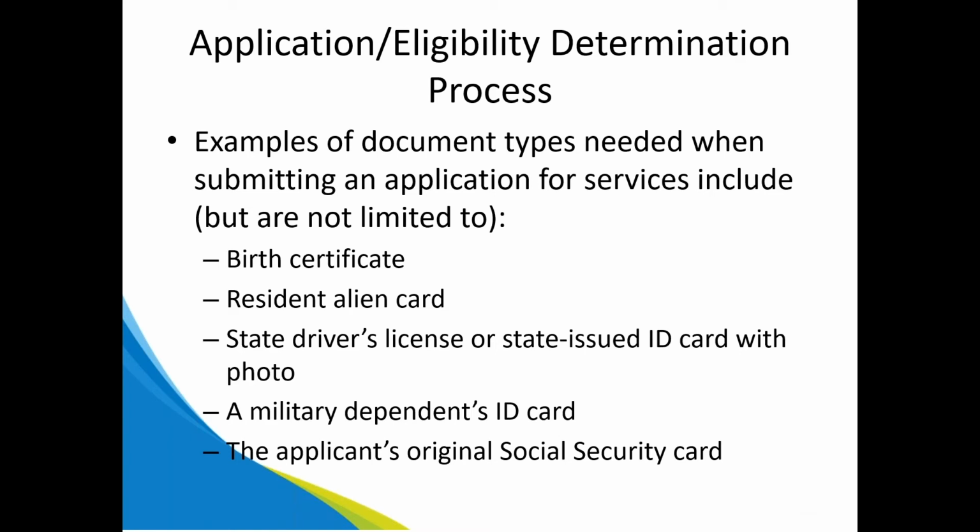Proof of identity is required as part of the application process. The following are examples of the type of documentation that may be submitted as proof of identity. These include, but are not limited to, birth certificates, resident alien card, state driver's license or state issued ID card with photo, a military dependent's ID card, the applicant's original Social Security card.